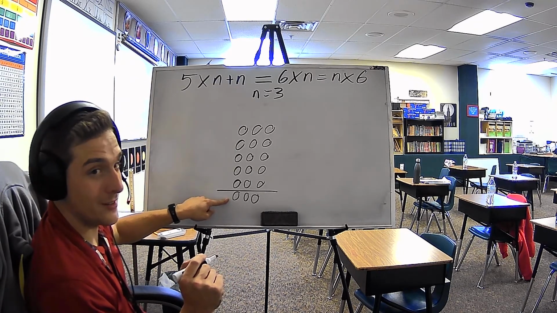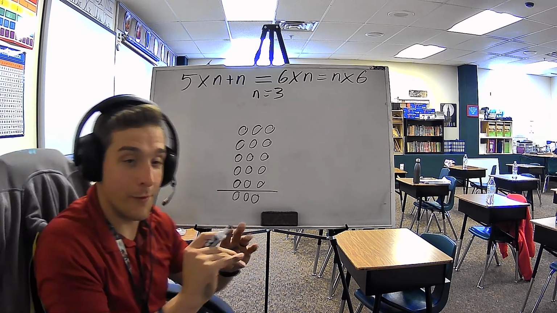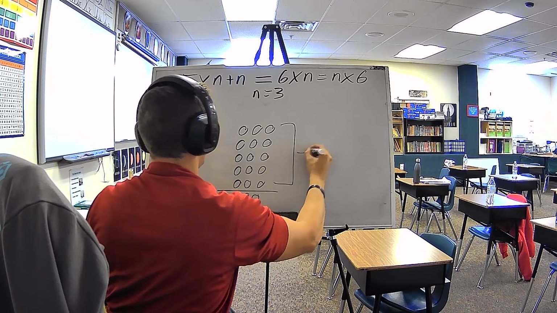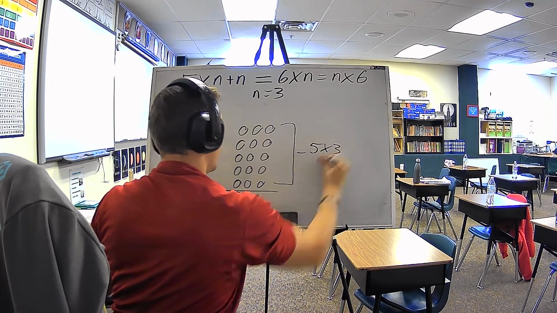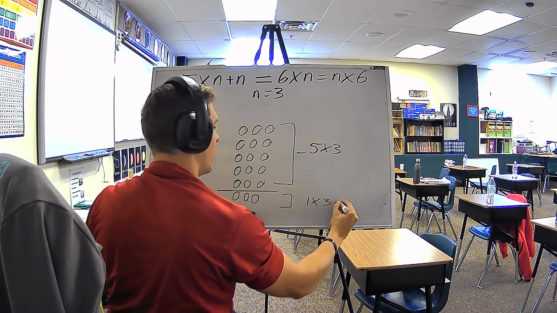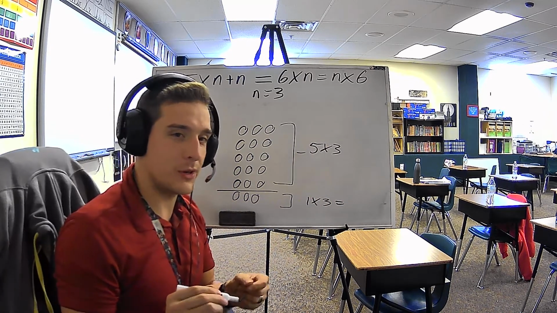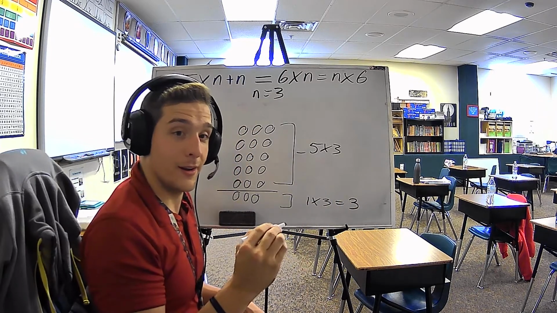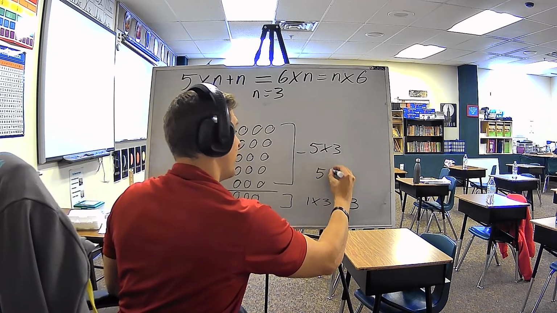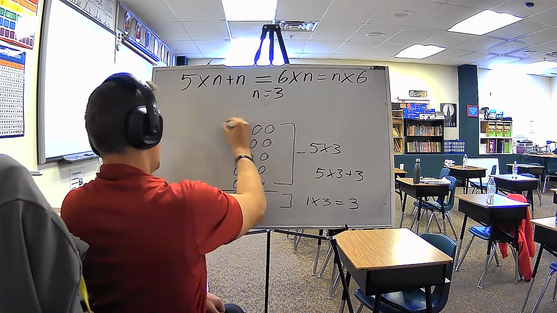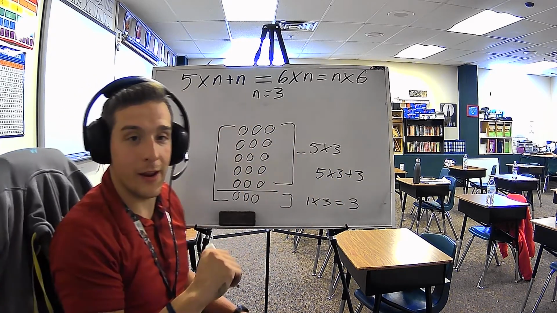Plus 3. So basically, if we wanted to take this a step further, you could say that this entire thing right here is 5 times 3. And down here is 1 times 3. What's 1 times 3? 3. So technically, you could say 5 times 3 plus 3 will give you the entire thing.